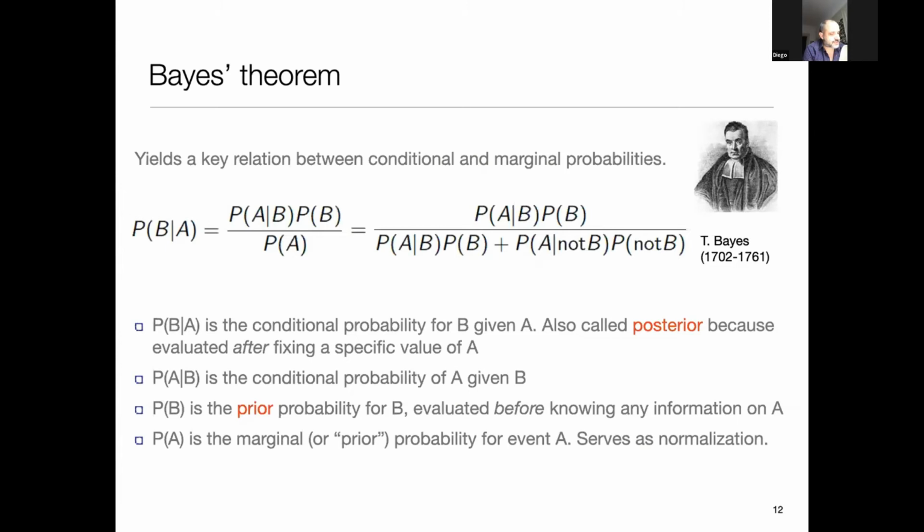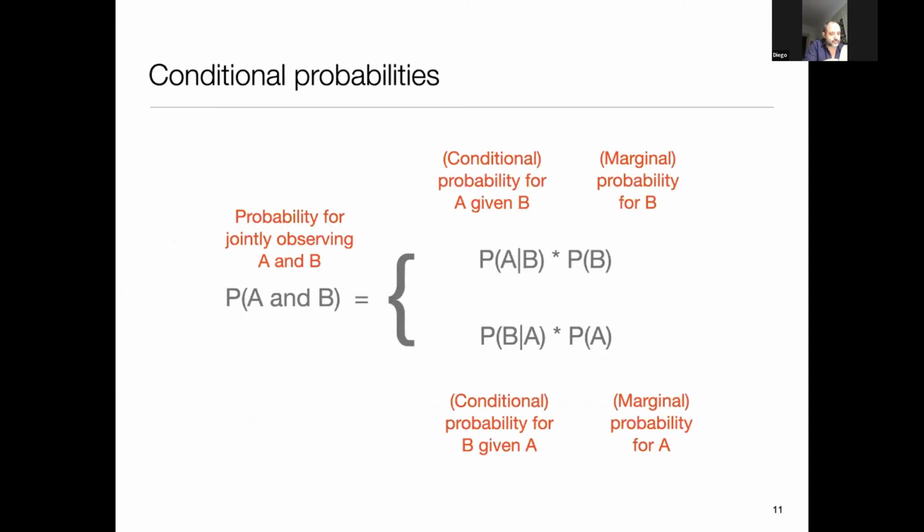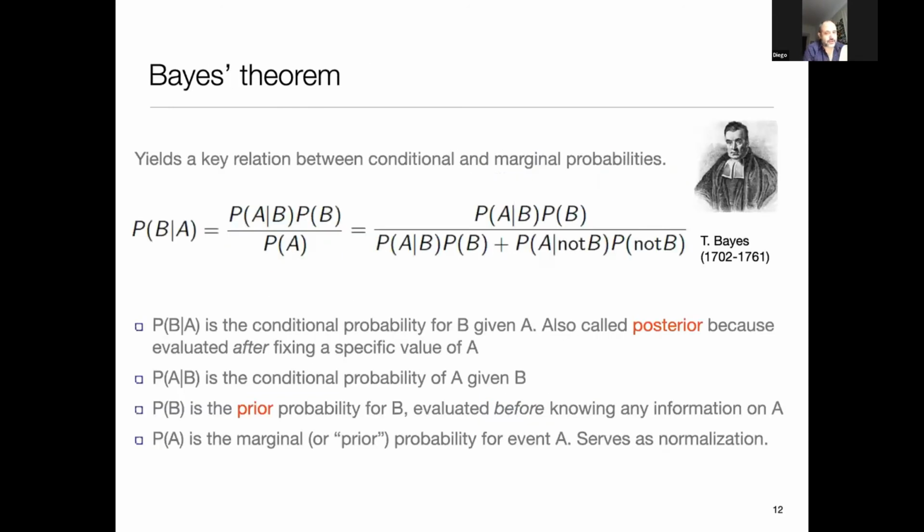The Bayes theorem is actually a key relation between the conditional and marginal probabilities, and it's the relation that I just told you a second ago. So P of B given A is equal to P of A given B times P of B divided by P of A, because you are equating these two rows, and therefore you have an expression of marginal and conditional probabilities, a relation between marginal and conditional probability.